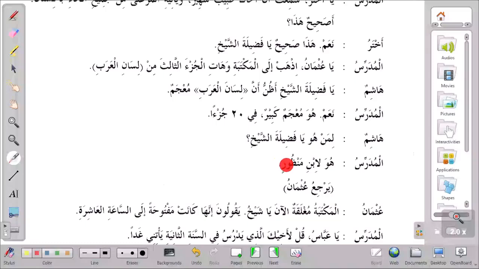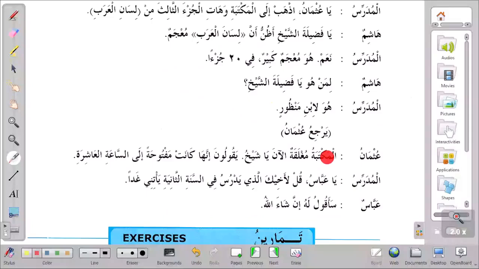Okay. So, of course, Ibn Manzur said, Usman was the one that they sent to go and bring it. The teacher asked him, Izhab ila al-maktabati wa hati al-juz al-thalitha min lisan Arab. The teacher sent him to go and bring the dictionary. He came back and he said that al-maktabatu muglaqatun. The library is locked, is closed. Muglaqatun al-ana. It is closed at the moment.